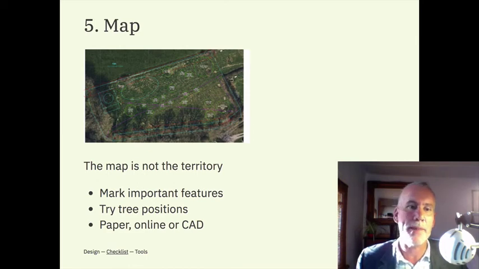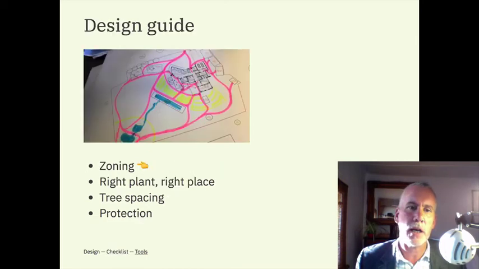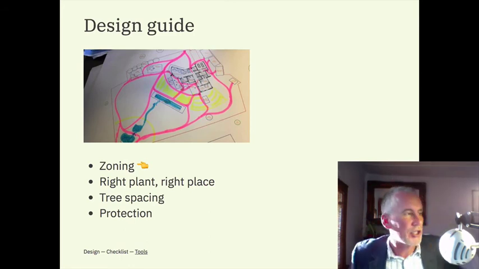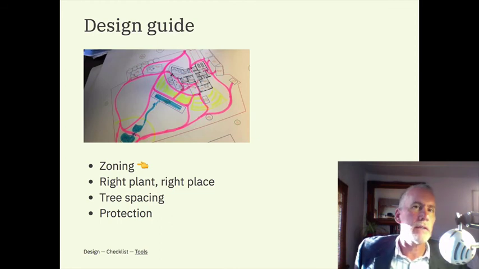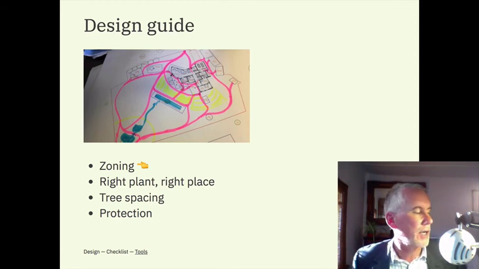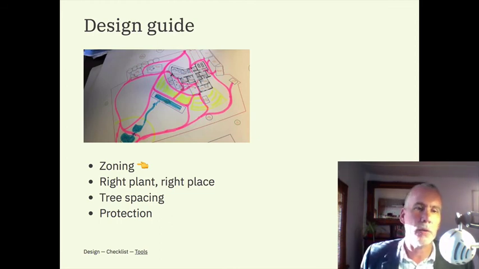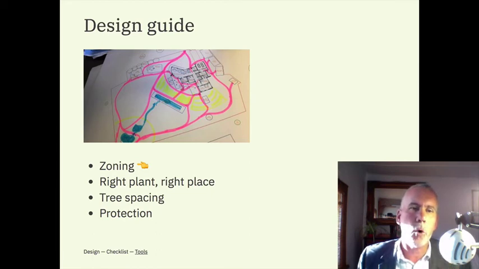Five-minute warning. Okay, design guide. This is the final part then. So you have your checklist, and you've got lots of lists of all the plants and the features and your situation and the survey all done. And now I just want to talk about four key design principles, design guides. So first off is zoning.